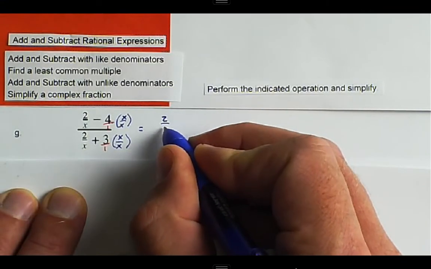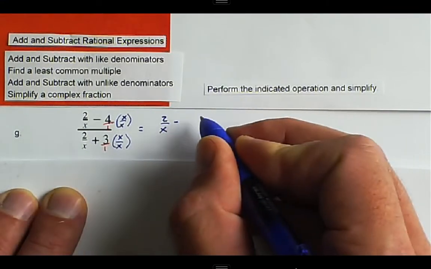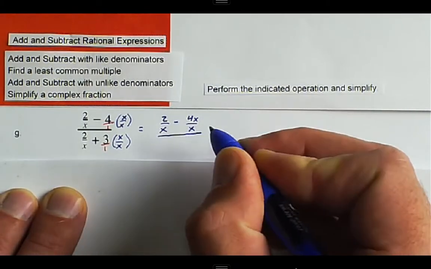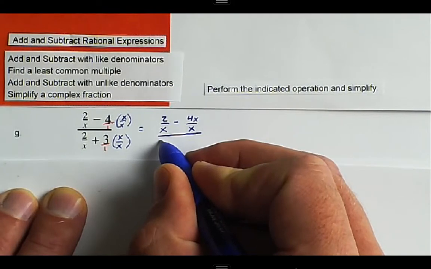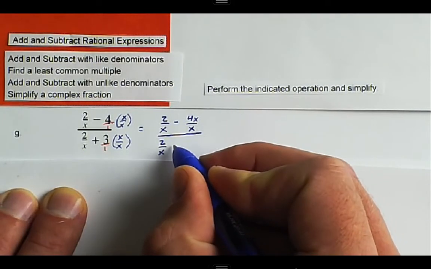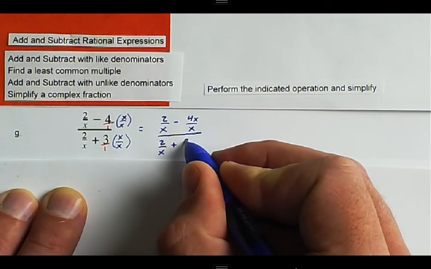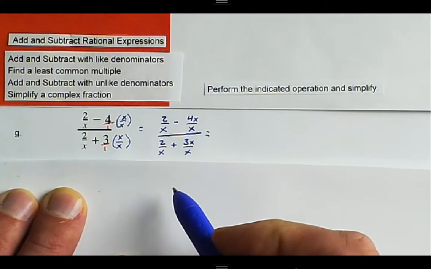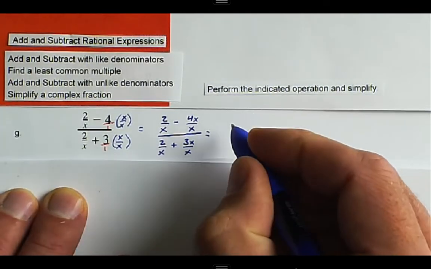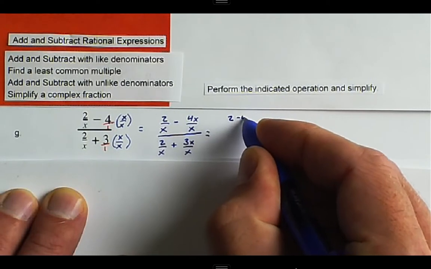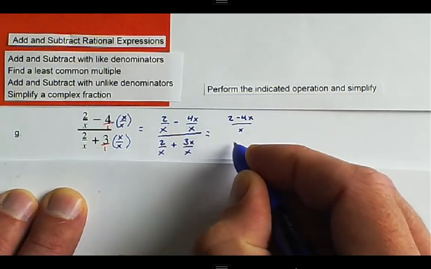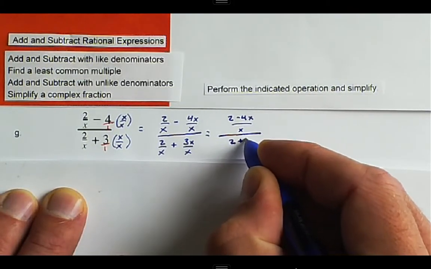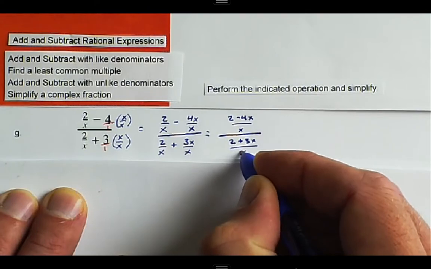And when we do that, the first fraction there stays the same, so that's just going to be 2 over x minus 4 times x is 4x over x. And in the denominator, the 2x is going to stay the same, and then we're going to add 3x over x. Now we have a common denominator, so we can add those together, and then we get 2 minus 4x over x divided by 2 plus 3x over x.